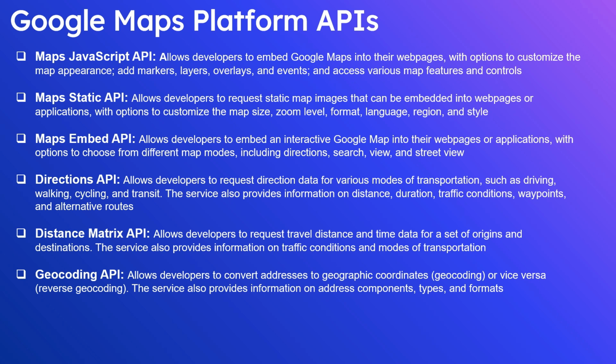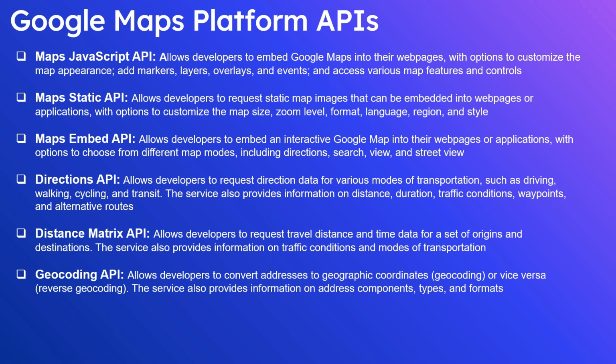Maps JavaScript API. This allows developers to embed Google Maps into their web pages with options to customize the map appearance, add markers, layers, overlays, and events. Maps Static API. This allows developers to request static map images that can be embedded into web pages or applications with options to customize the map size, zoom level, format, language, region, and style.